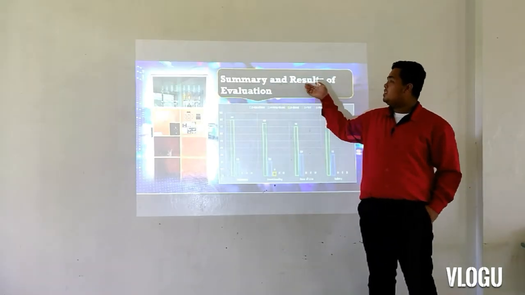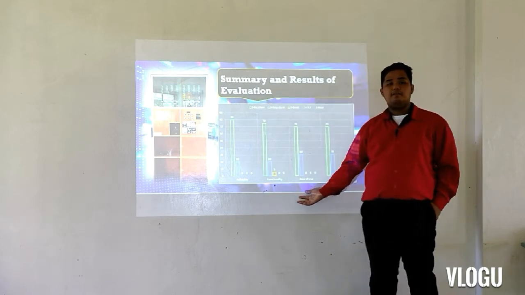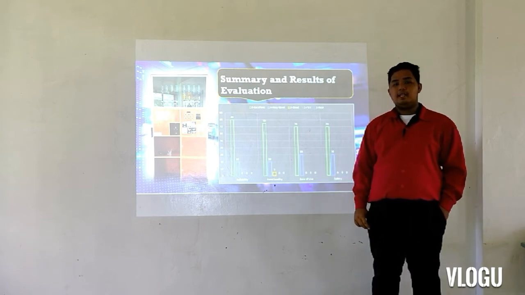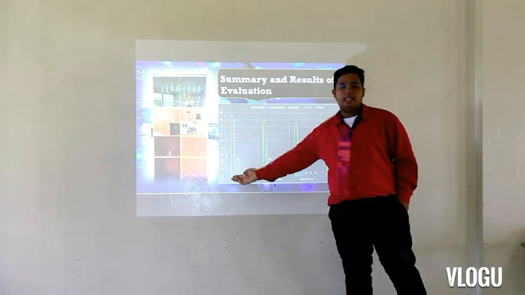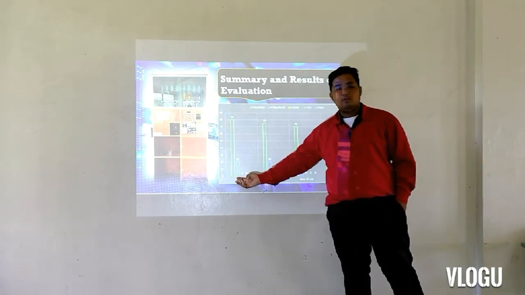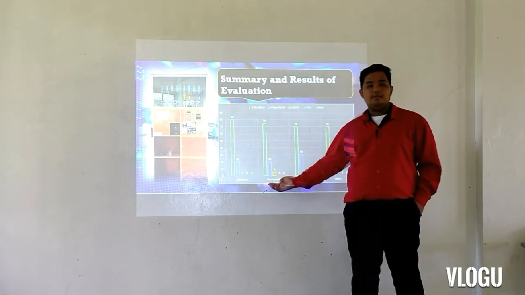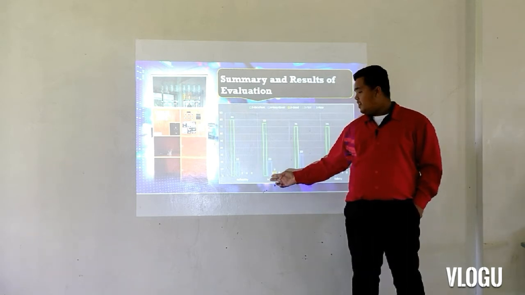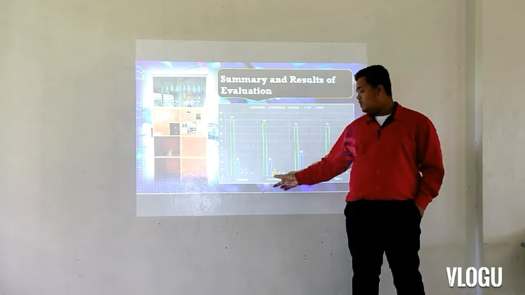Lastly, the summary and results of evaluation. So the figure shows the summary and results of evaluation for the automated cocktail mixer machine. The project's reliability was rated as excellent by 80% of the respondents and very good by the remaining 20% of them. The project's functionality was rated excellent by 75% of the respondents, very good by 20% of the respondents, and the remaining 5% rated it good.